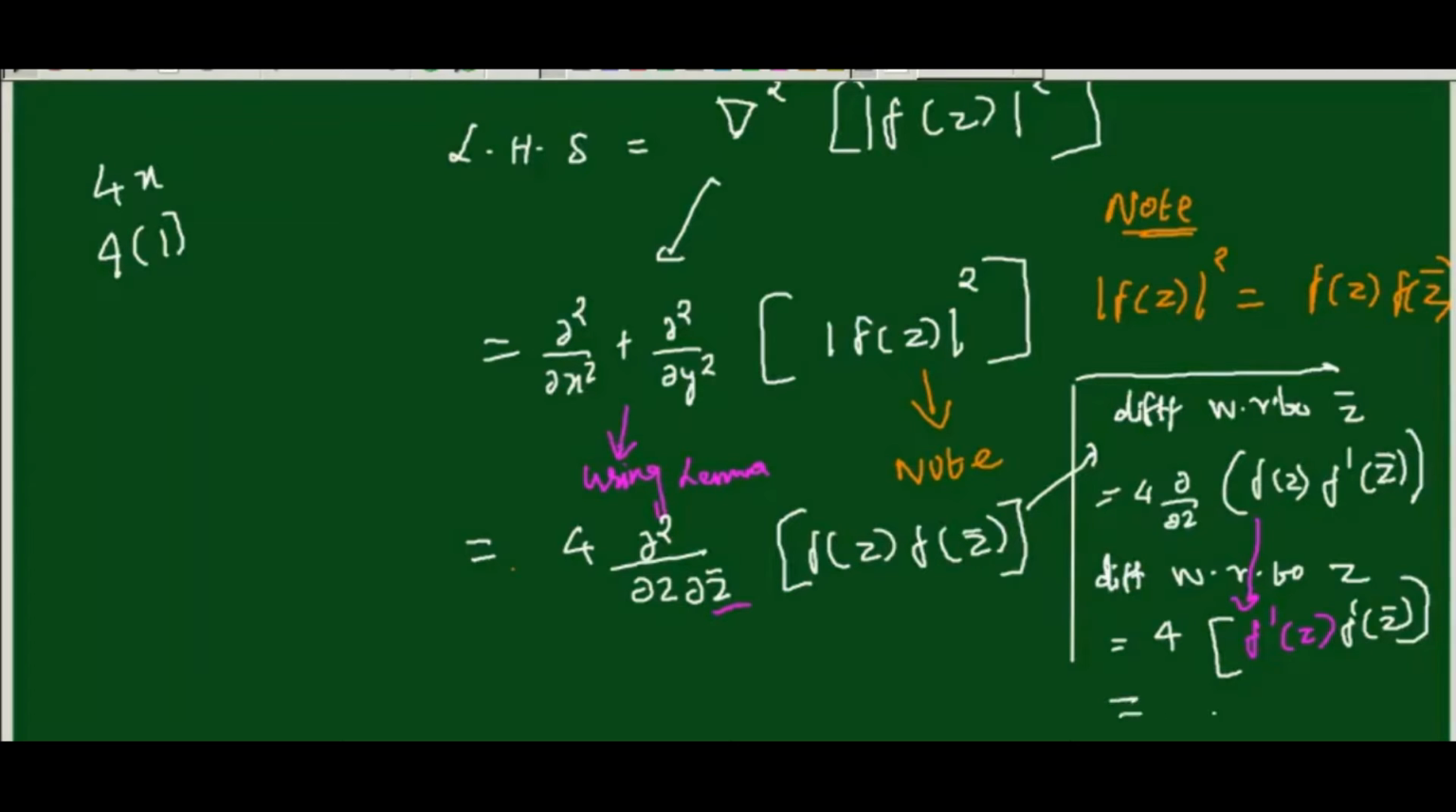Again, using the note, f of z into f of z bar is modulus of f of z square. Here both are f dash, so you have to write modulus of f dash of z the whole square. That's all. This is the solution. Hence we proved, right?